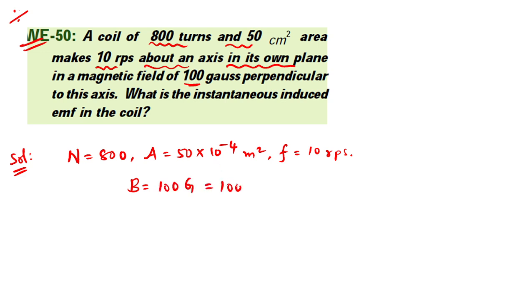So 1 Gauss is equal to how much Tesla? 10 power minus 4. 1 Tesla is equal to 10 power 4 Gauss. So 1 Gauss is equal to 10 power minus 4 Tesla. Yes or no?